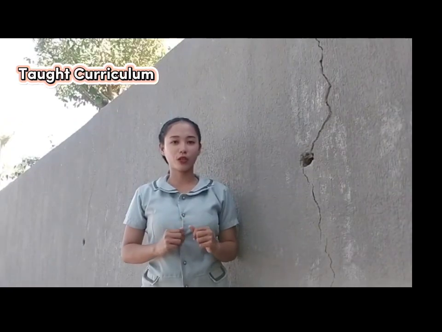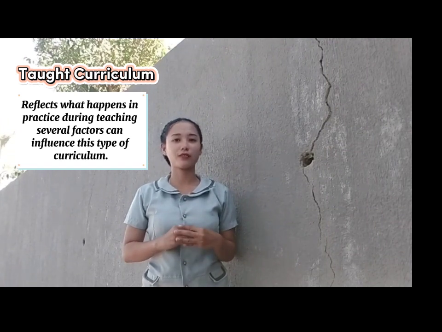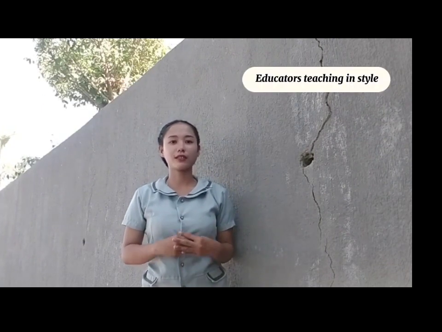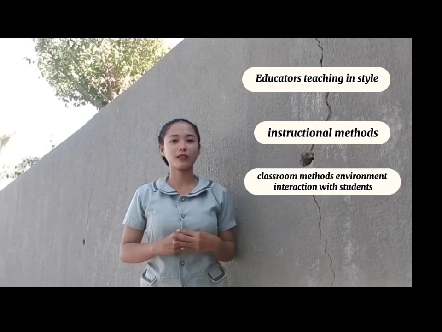Taught curriculum reflects what happens in practice during teaching. Several factors can influence this type of curriculum, including educators' teaching style, institutional methods, the classroom environment, interaction with the students, and adaptations made to accommodate the needs of the learners.